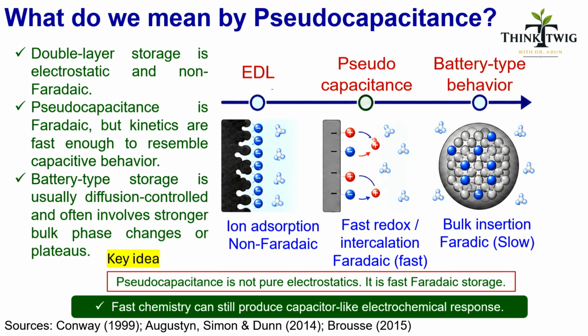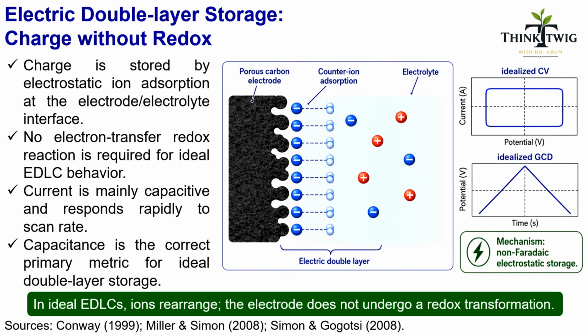So remember this statement. Pseudocapacitance is not purely electrostatic. It is fast Faradaic charge storage. That one distinction will guide almost everything that follows. Before moving into pseudocapacitance, let us use EDLC as our reference point. And I will keep this short because we have already discussed the electric double layer in detail.